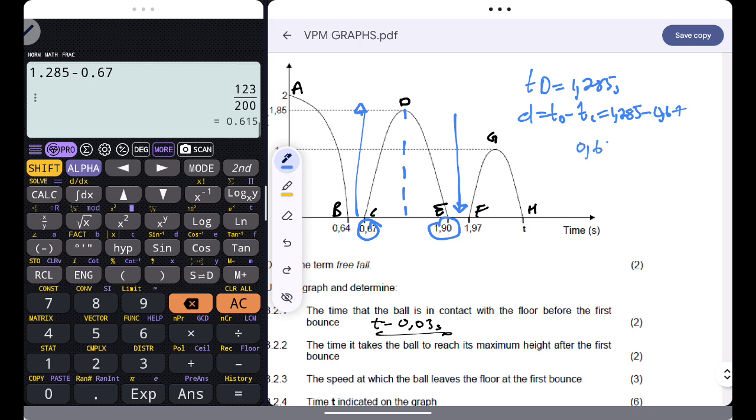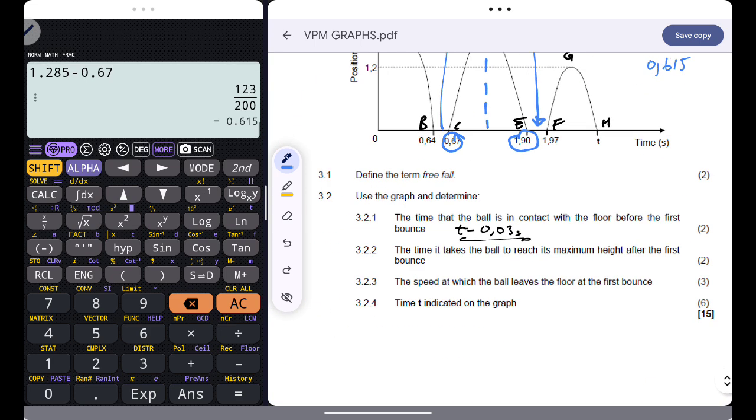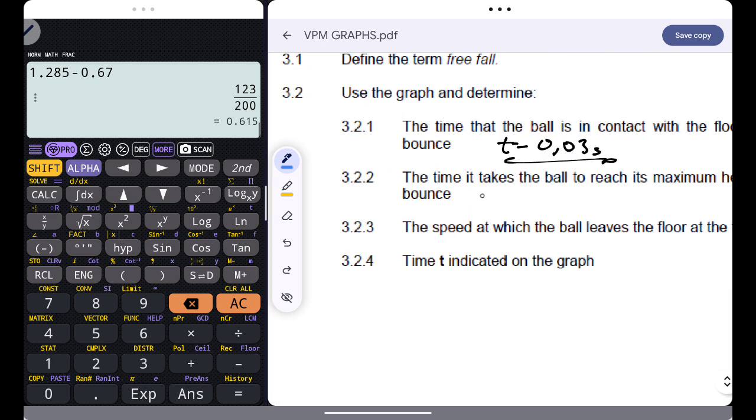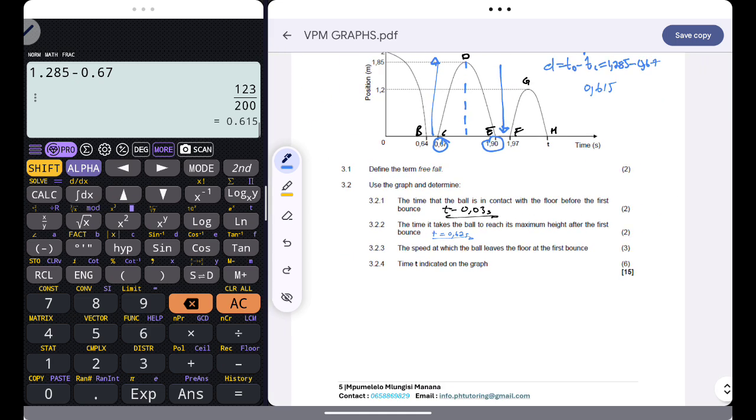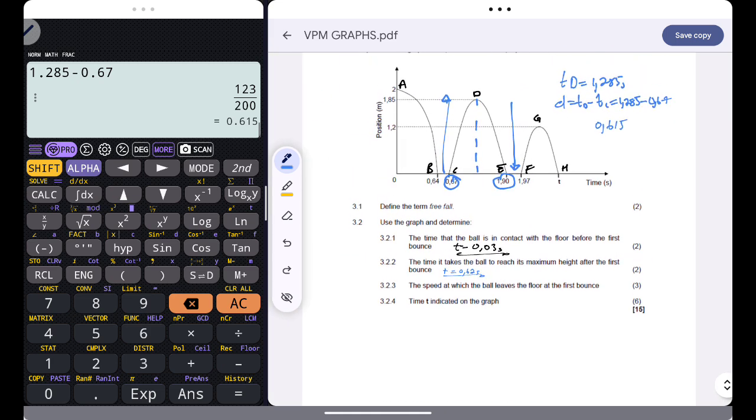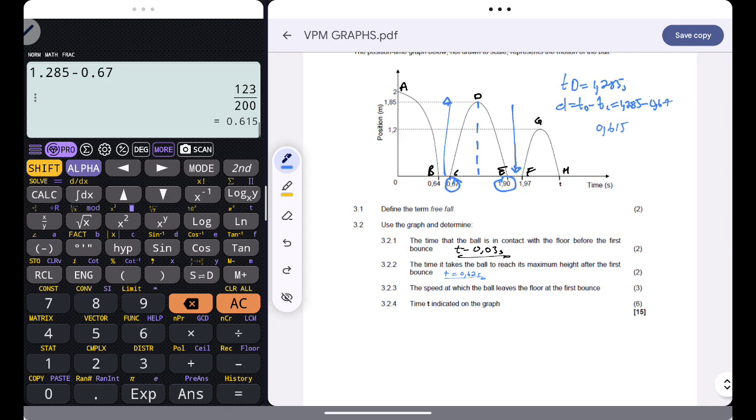I'll simply get 0.615. Just round it off to 2 decimal places. The ball took 0.62 seconds to reach a maximum height. You can calculate it, guys, if you want, no? Can you? No, you don't know the velocity with which the ball leaves the ground. This was the only way, guys, you're supposed to calculate the time it took.